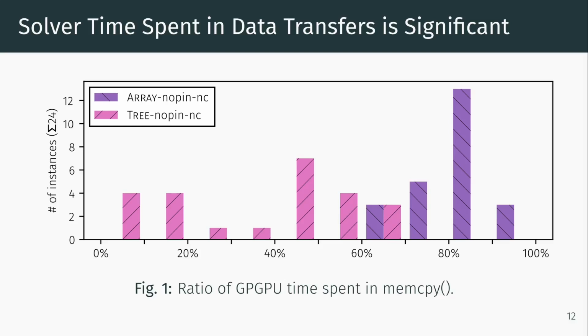Of course, we first have to validate the claim that a significant portion of the runtime is actually spent in memory transfer. Thus, this histogram shows the ratio of GPGPU time spent in the memcopy function in either direction, when either using the array or the more compact tree data structure. For many instances with the naive array data structure, as much as 80% or more is spent in memory transfers. The more compact tree data structure mitigates this somewhat, but still the majority of instances spend at least 40 to 50% of their runtime in memcopy. So there's significant potential to optimize there.